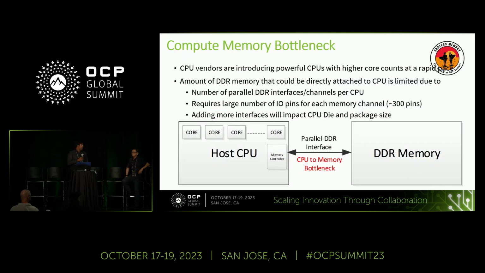To start off, with the shrink in process node technology, the CPU vendors are able to cram in more cores onto a single SoC. However, the SoC package size is limited, and we're limited by I/O size, the I/Os rather than the die size. So essentially, cramming in more memory to enable the compute resources is a challenge. So how do we solve this?